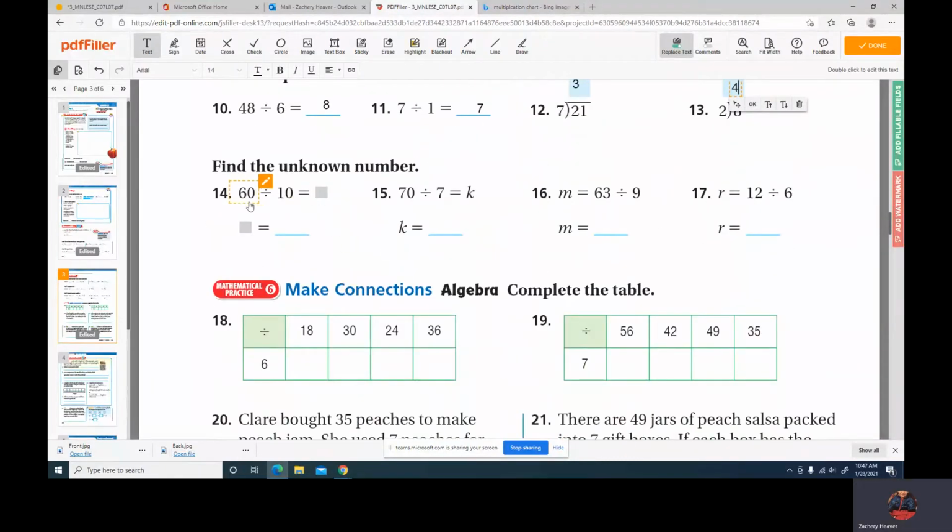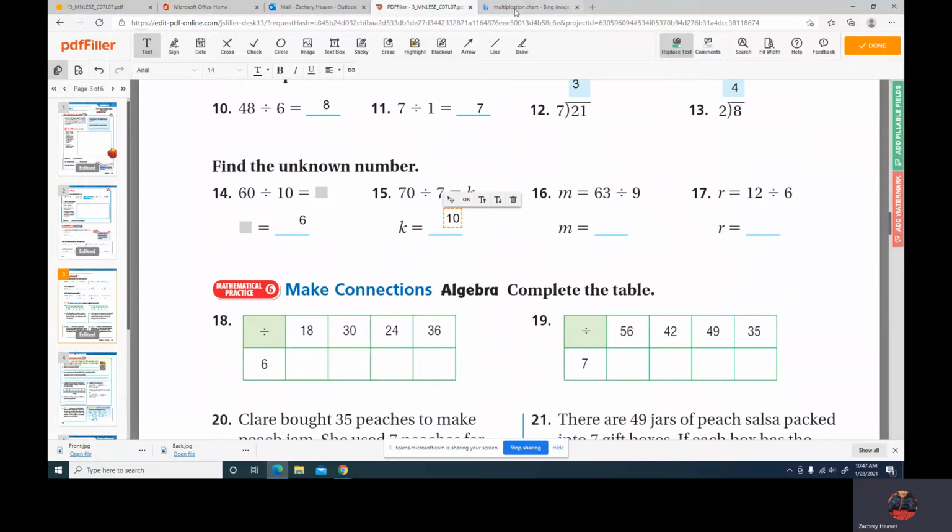Now, find the unknown number. 60 divided by 10 is what? Skip count 10 to 60. We have 10, 20, 30, 40, 50, 60. It is going to equal 6. 70 divided by 7 equals k. Well, the k is going to equal 10, because 10 times 7 is 70.